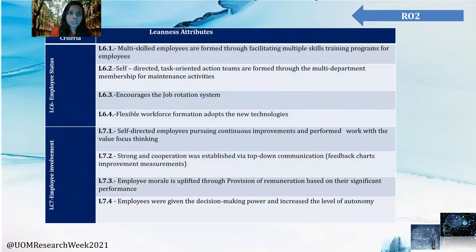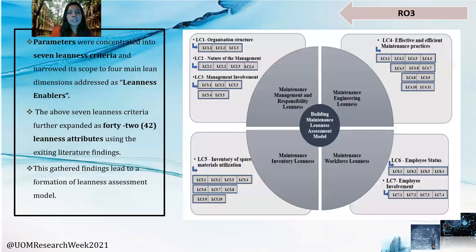Furthermore, we reviewed 42 leanness attributes to investigate those leanness criteria in depth, and eventually we concentrated all those attributes under four key areas, which I call leanness enablers. Those are maintenance management and responsibility leanness, maintenance engineering leanness, maintenance cost leanness, and maintenance inventory leanness. So those are the key areas that come under the umbrella of maintenance leanness.